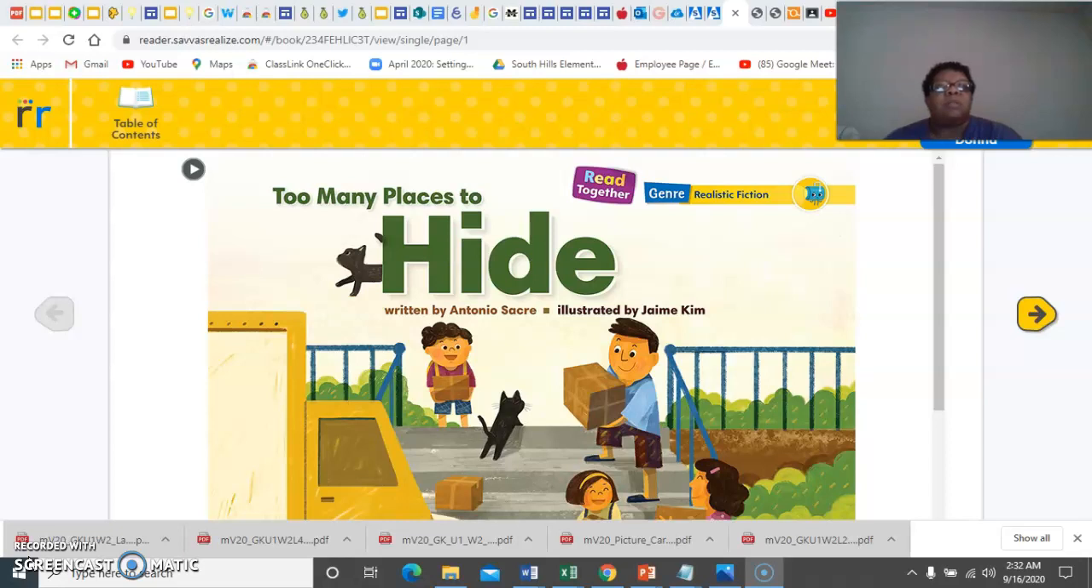Our focus this week will be the problem in the story and then the resolution in the story. And so you're going to be thinking about what was wrong in the story, what problems did they have, and how did they fix what happened in the story. So when you're fixing something, that's the resolution. So I'm going to go ahead and play this story for you.